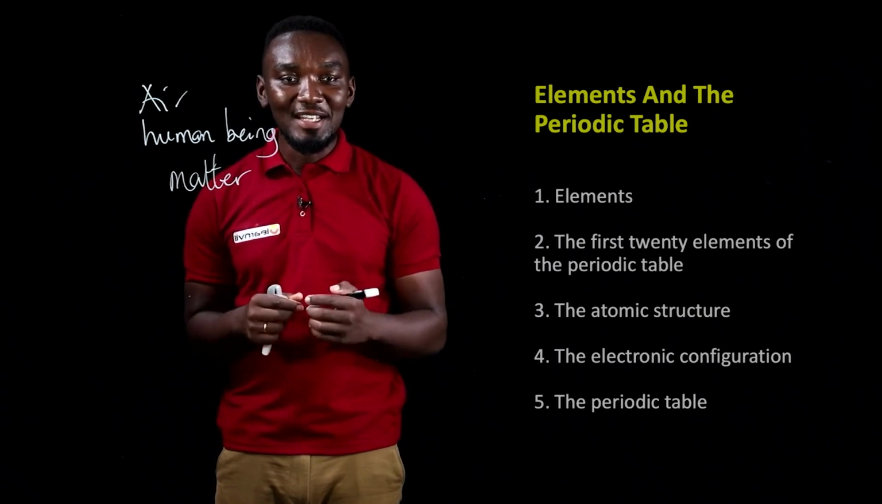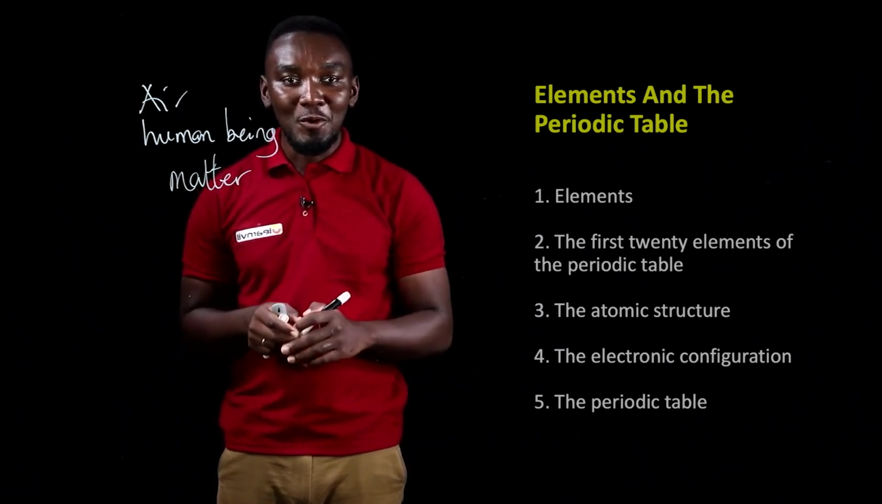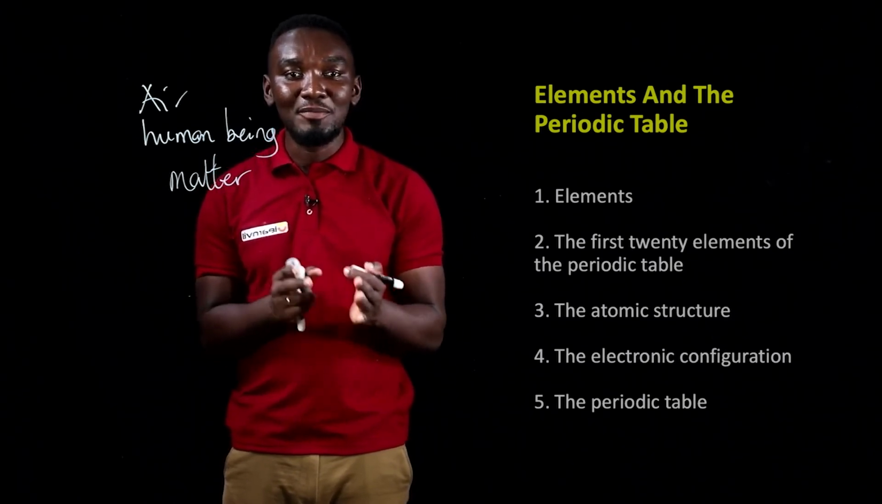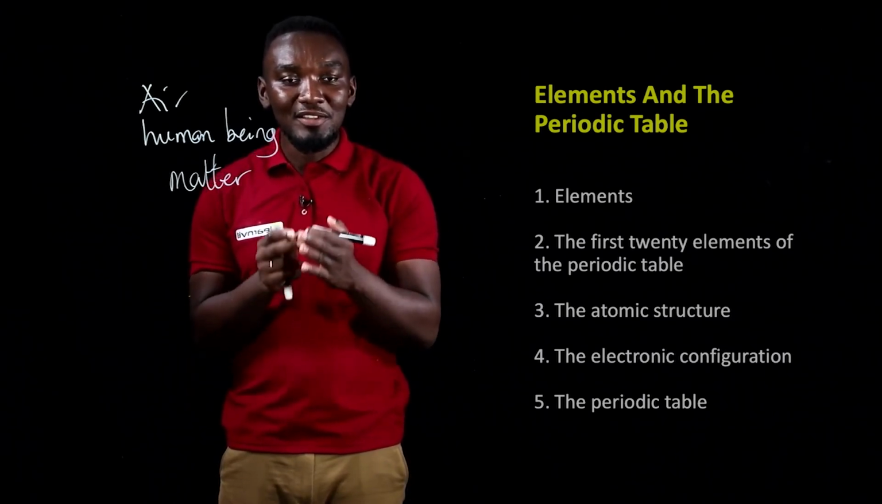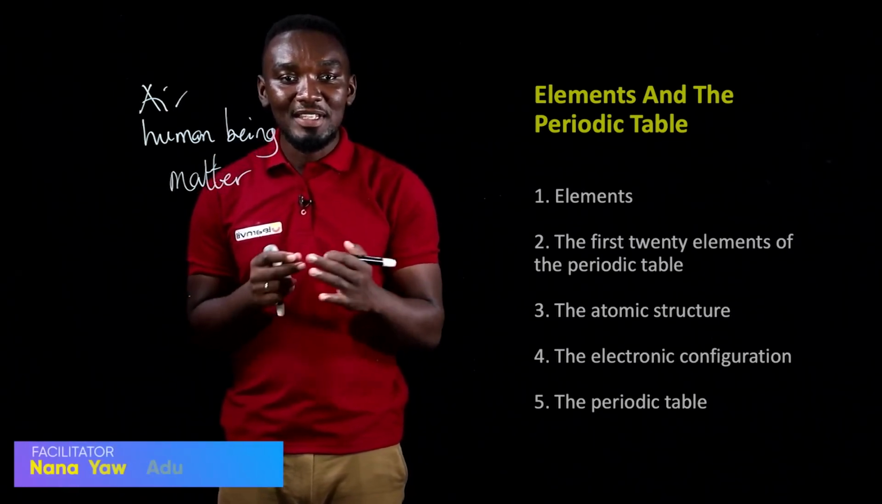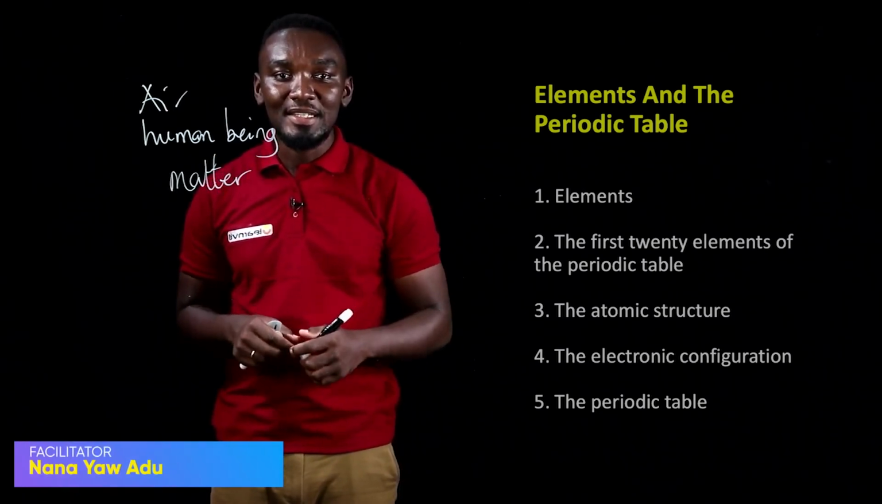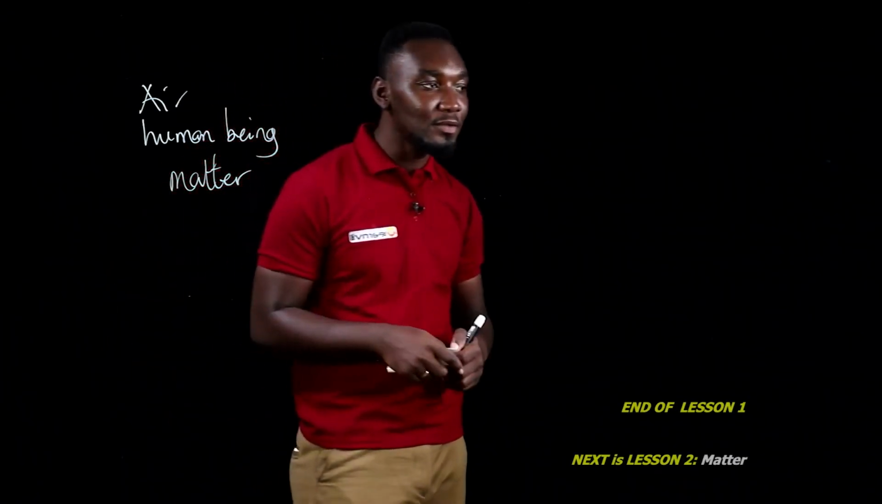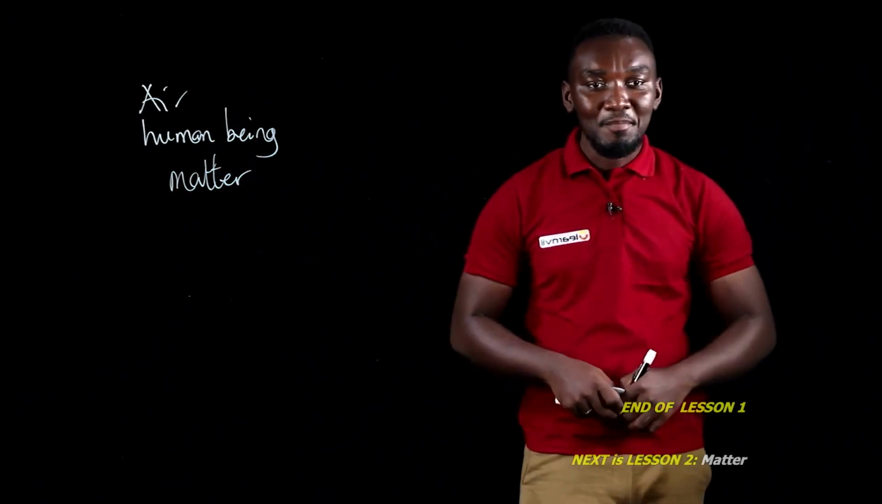So in today's lesson, we have looked at the overview on diversity of matter. And we have mentioned that under diversity of matter, we are supposed to study 3 main topics: matter and materials, living cells, and elements and the periodic table. In our next lesson, we'll be moving on and then we'll be studying matter.